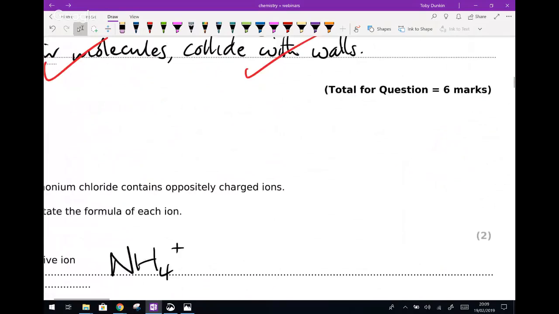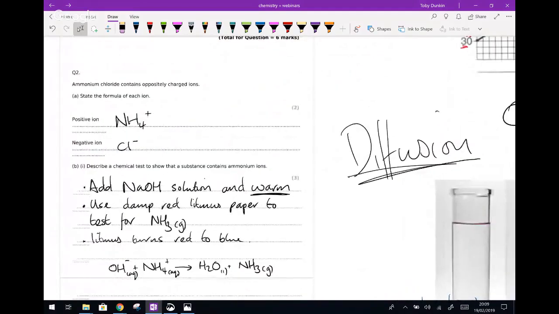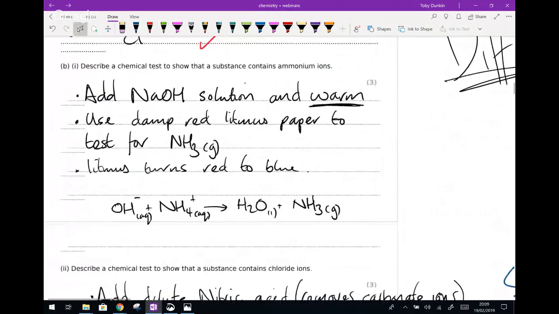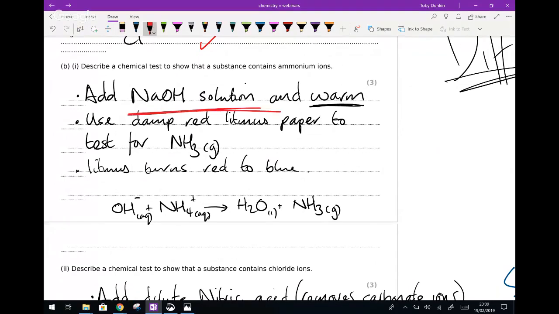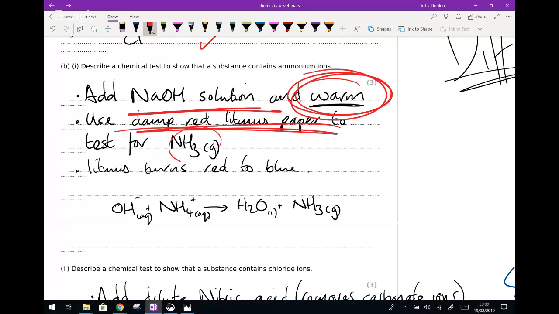Next. Right, guys, we've dropped into chemical tests. Positive ion, ammonium. Negative ion, chloride ions. Got to know these. Give the chemical test for the ammonium ion. Guys, you can't make this stuff up. You've just got to know them. Add sodium hydroxide and warm it. Use damp red litmus paper to test for ammonia gas, and the damp red litmus paper will turn blue.